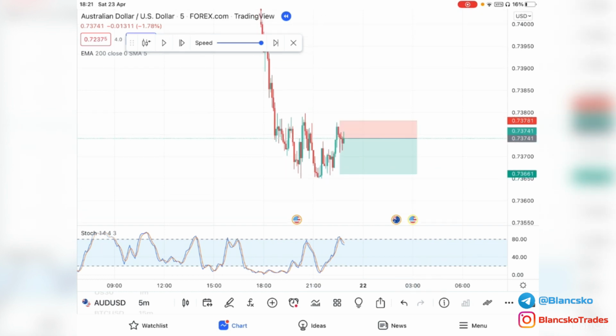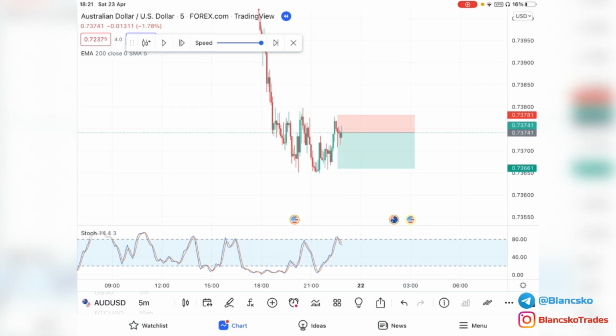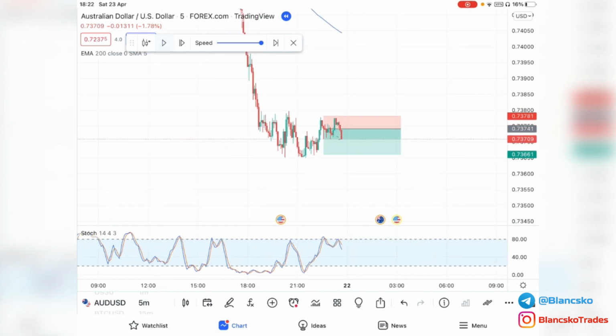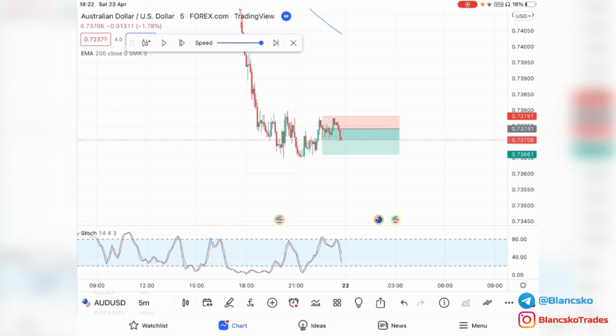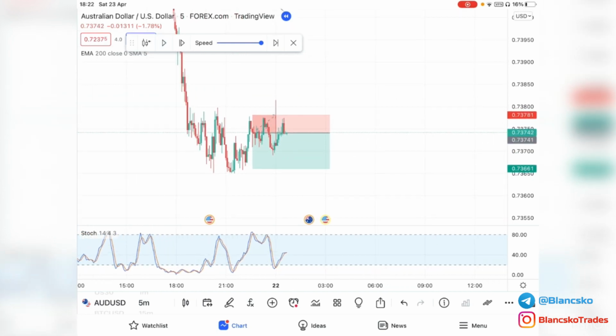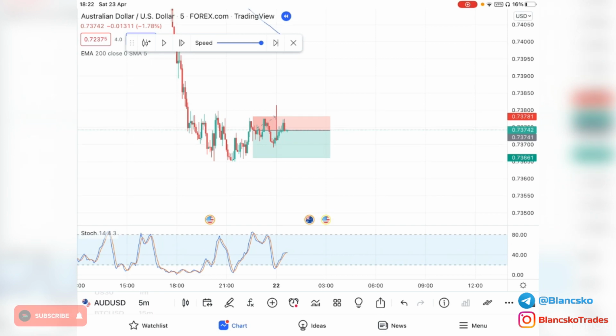But for this video, I'm gonna use a 1 to 2 risk to reward ratio. Okay, so let's see how this plays out. Oh, almost hit our stop loss, but now, oh, and it hit our stop loss. Okay, so we have one loss. We lost 1R. We lost 1% if we risked 1%.